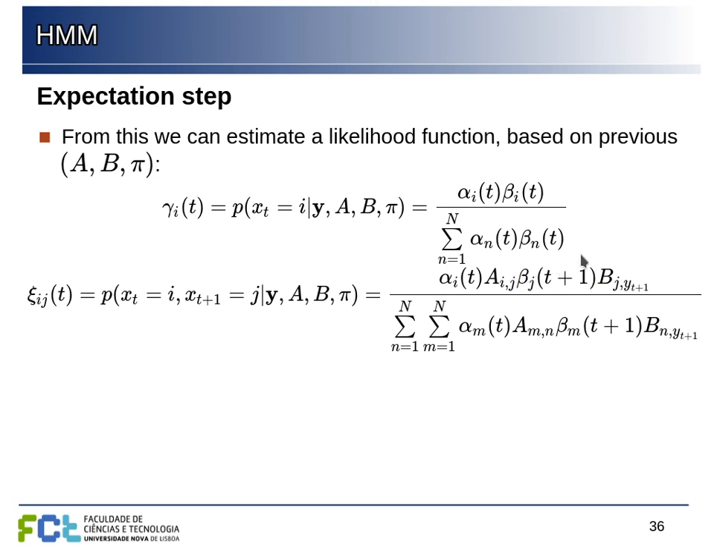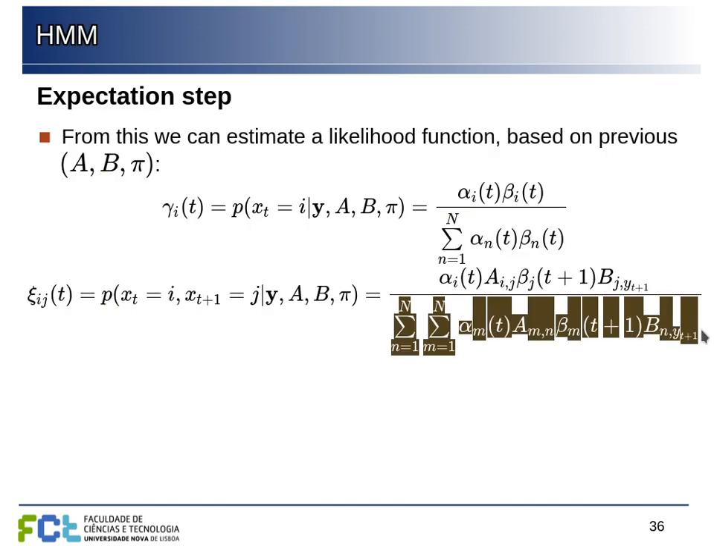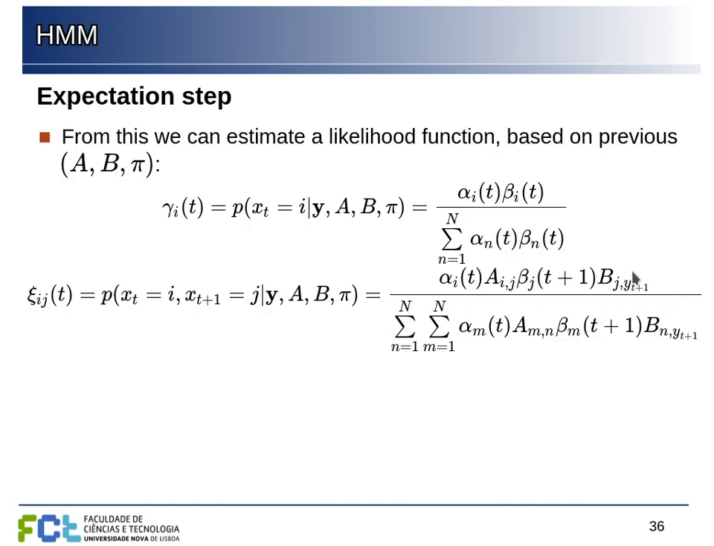This is what the beta gives us. And this A here is the probability of transition between this state i and the state j, and this is the probability of emitting the next symbol. So we are considering in the alpha everything observed so far, but here we are considering the emission of the next symbol at time t plus 1. And again, we now divide this by the sum of these values for all the possible combinations of states at time t and time t plus 1.